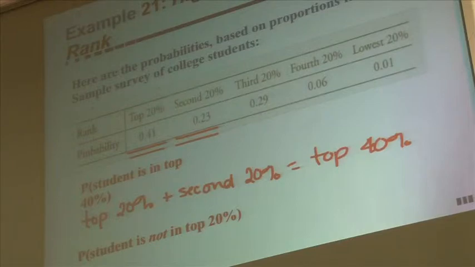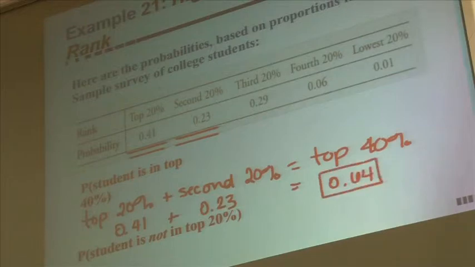All you do is take probabilities and add them up. 0.41 plus the probability from the second 20%, 0.23, gives us a grand total of 0.64. Okay. So this is the probability of students being in the top 40.